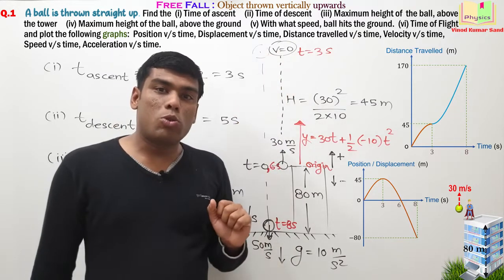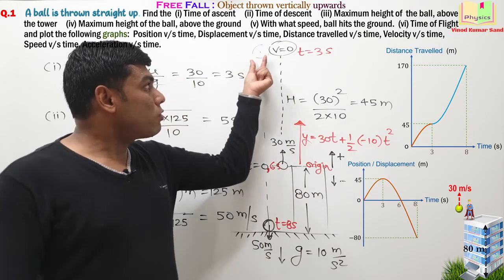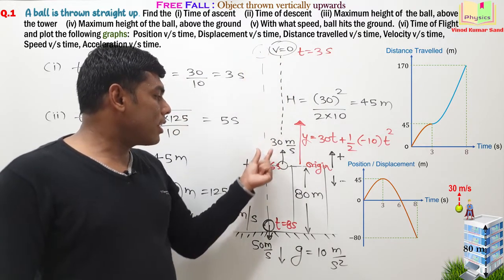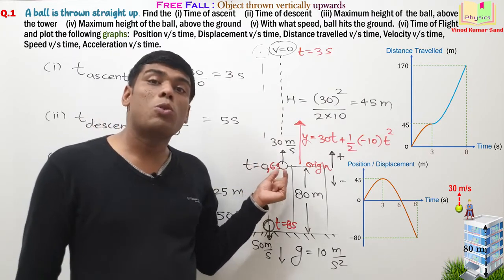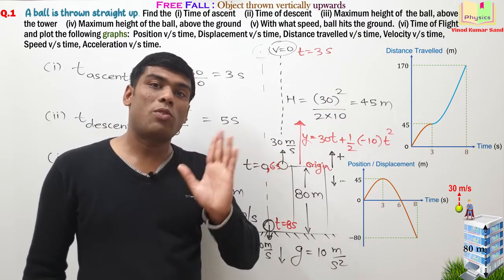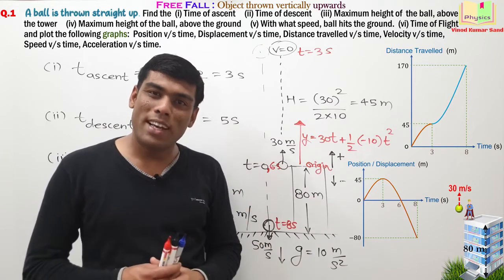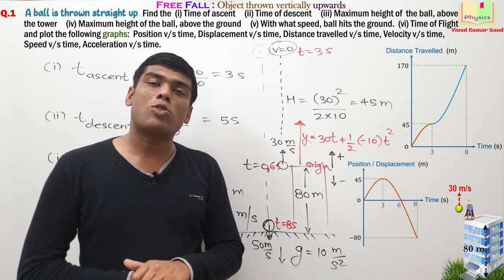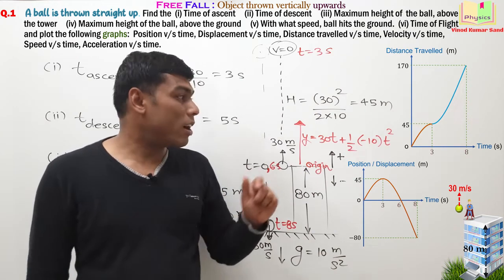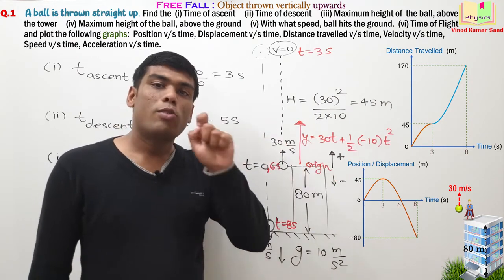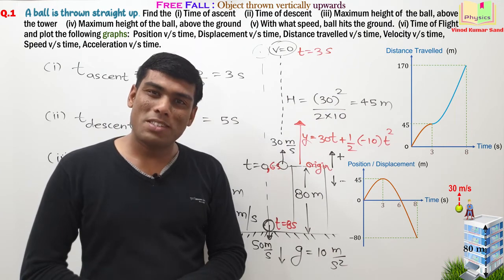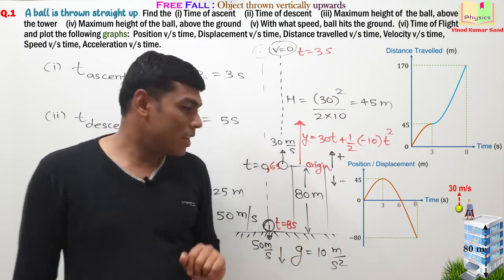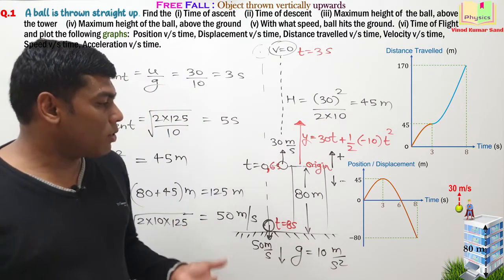After t is equal to 3 seconds, the position of the particle is decreasing up to the moment t is equal to 6 seconds. But the distance traveled for a moving particle can never decrease with time. So what we do, we take the mirror image of the position versus time graph after t is equal to 3 seconds for obtaining the distance traveled versus time graph. Is it okay? Then there comes the velocity versus time graph.